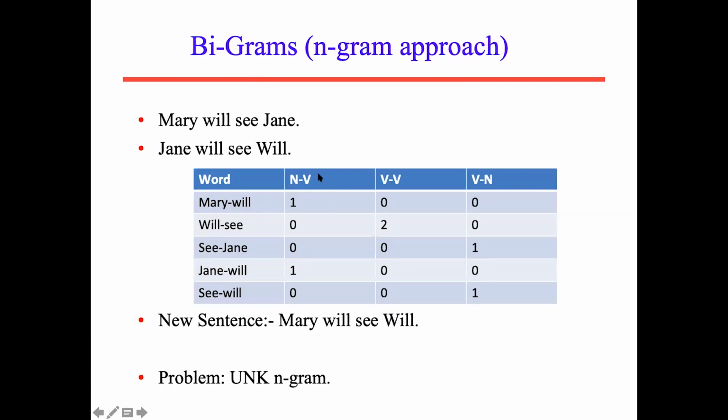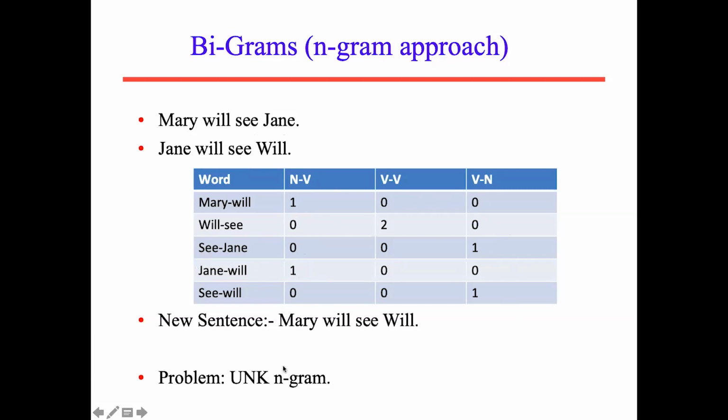And we'll see here that Mary and Will is a noun-verb combination. And Mary Will has been used as a noun-verb once. Will see has been used as a verb-verb, and it's been used as a verb-verb twice. Mary Will has not been used as a verb-noun. See Jane has been used as a noun-verb, a verb-noun, and it's tagged here. A Jane Will is tagged as a noun-verb, and so on and so forth.